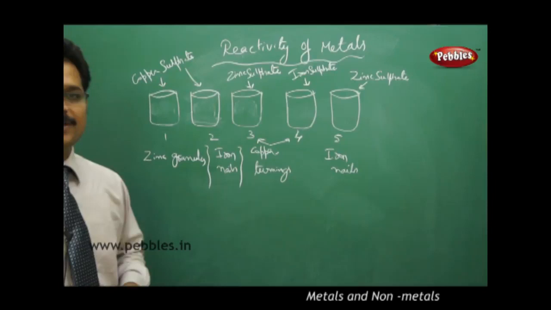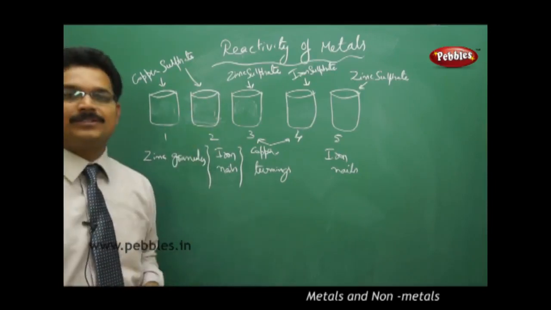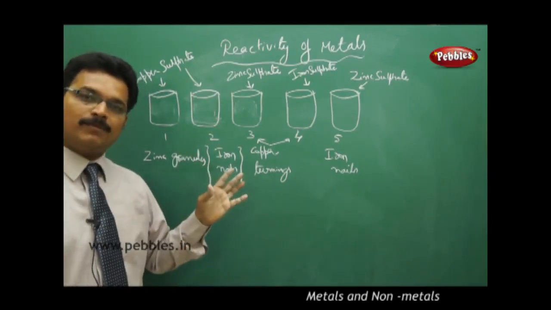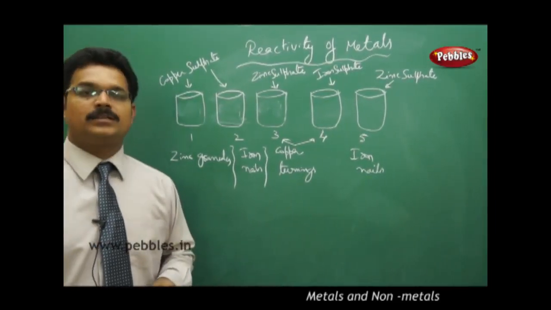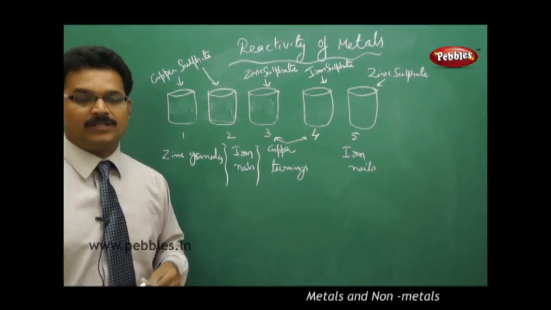Next chemical property, reactivity of metals. This property I am trying to explain to you is how fast the metals react with other materials.